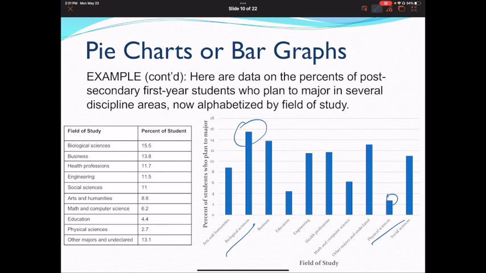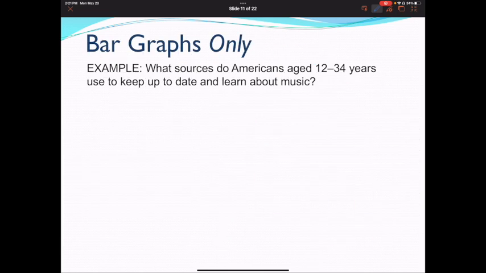It even makes it easier to compare engineering and social sciences, right? You can see social sciences is actually a little bit shorter. So when it comes to a bar graph, it's easier to quickly visualize which is the largest and which is the smallest. One unique thing we can do with bar graphs, and only with bar graphs, is arrange them from smallest to largest, and we actually call those a Pareto chart. So let's take a look.